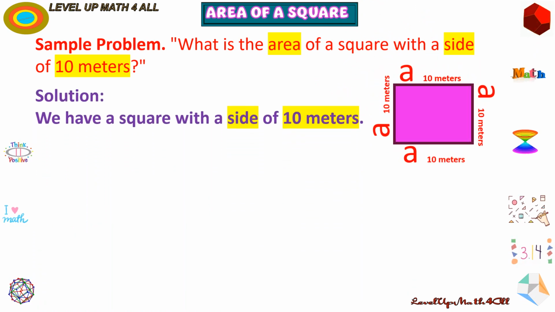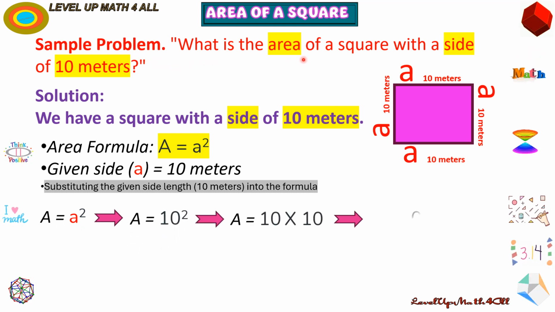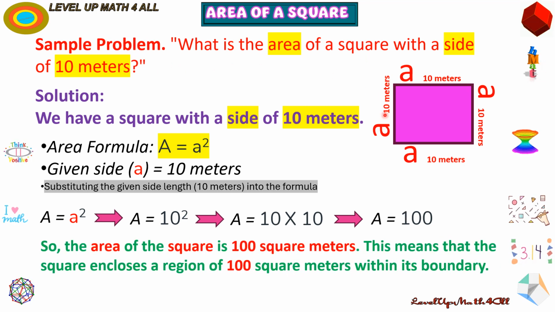Let's try to solve a small area of a square problem. The problem here is: what is the area of a square with a side of 10 meters? What it is saying is that a side of the square is 10 meters. As I mentioned, the four sides of a square are the same in size. So this is 10 meters, this is 10 meters, this is 10 meters, this is 10 meters. That's what they have given us. Now we have to find the area bounded between these four sides.